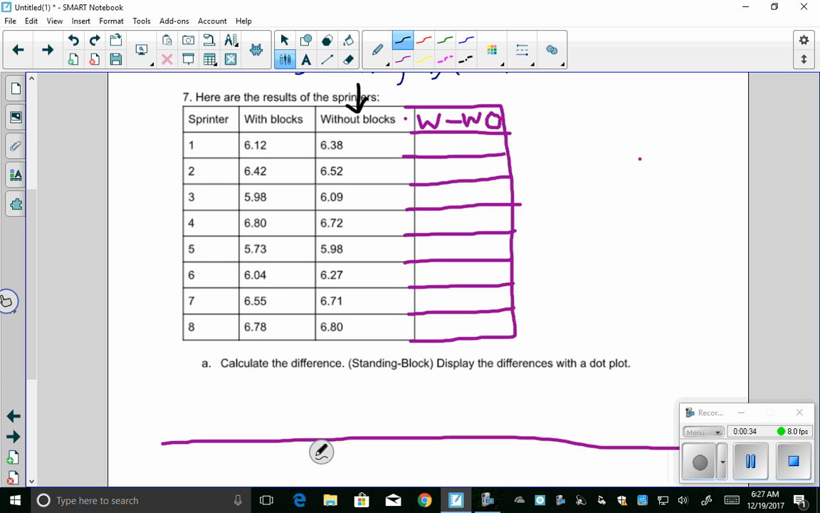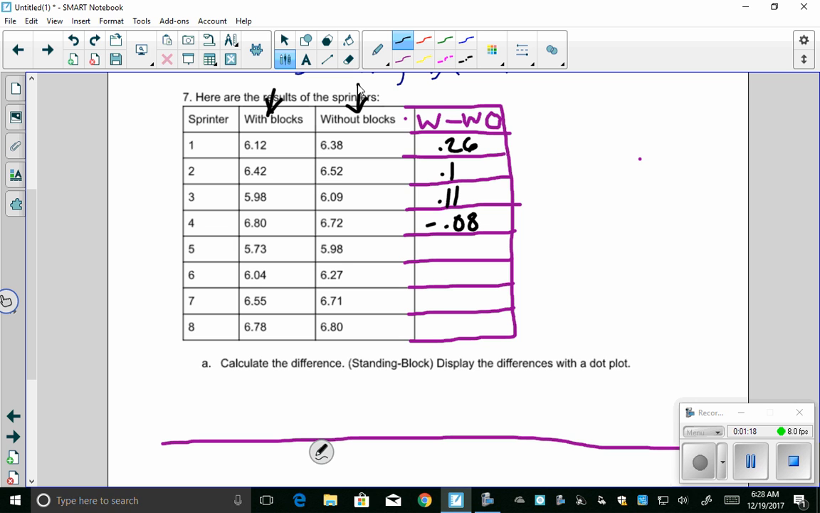this minus this column. So it's going to be 6.38 minus 6.2, 0.26. 6.52 minus 6.42, 0.1. 6.09 minus 5.98, 0.11. 6.72 minus 6.8, negative 0.08.